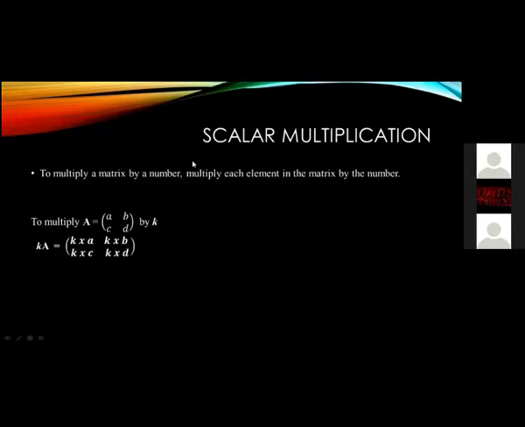Next. Scalar multiplication. To multiply a matrix by a number, multiply each element in the matrix by the number. For example, to multiply A equals a, b, c, d by k, the result is kA equals ka, kb, kc, and kd.